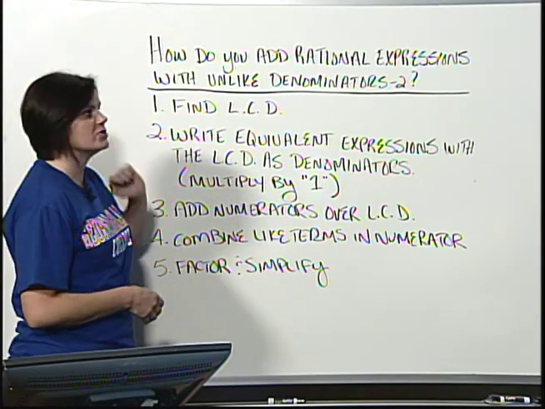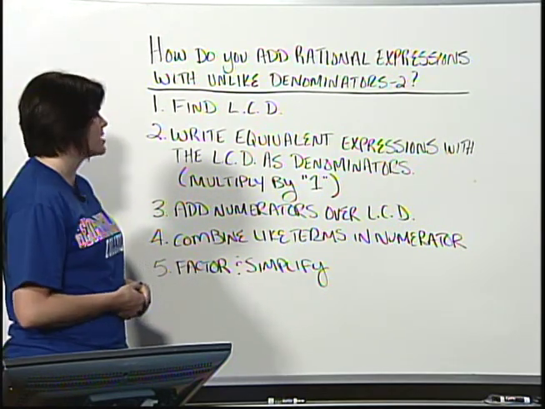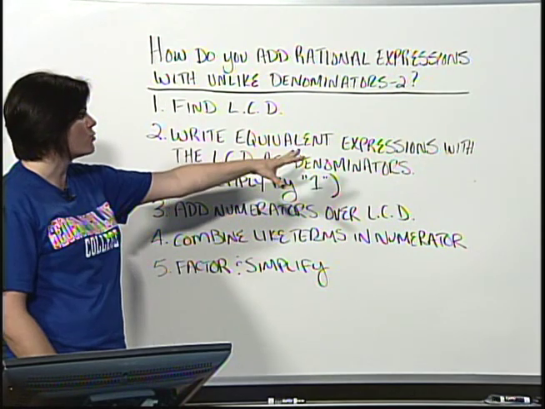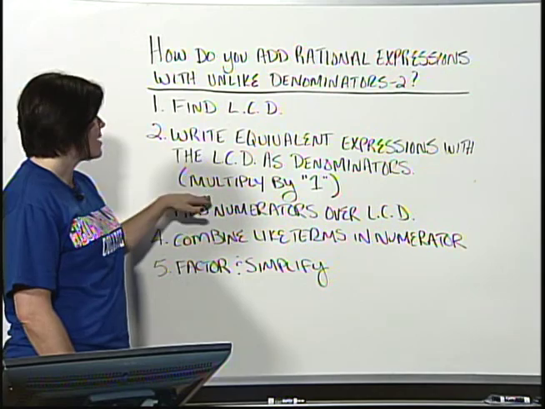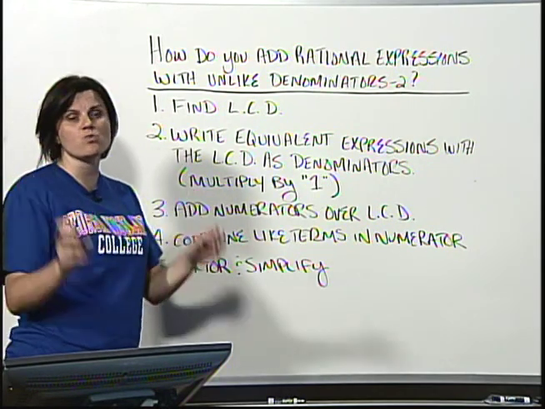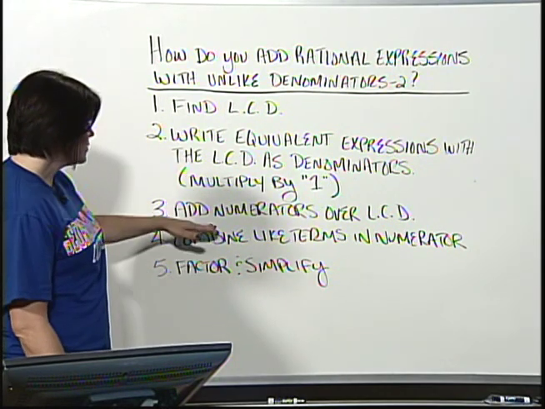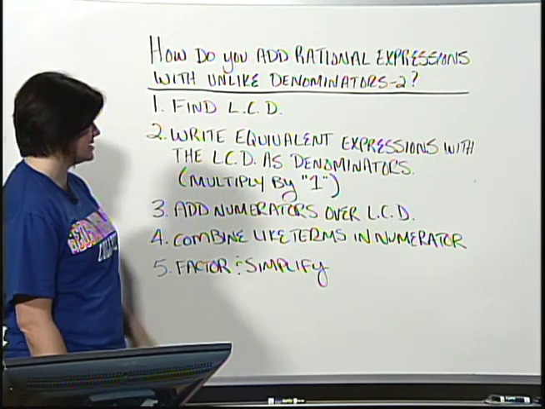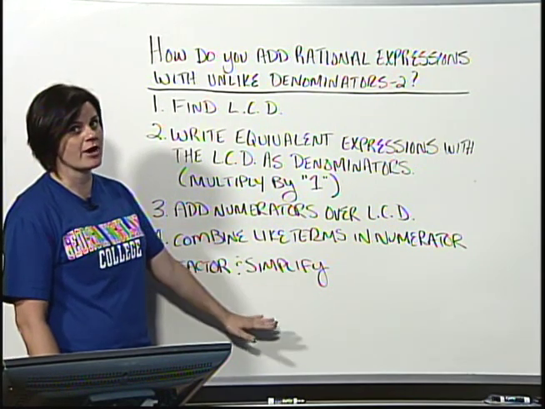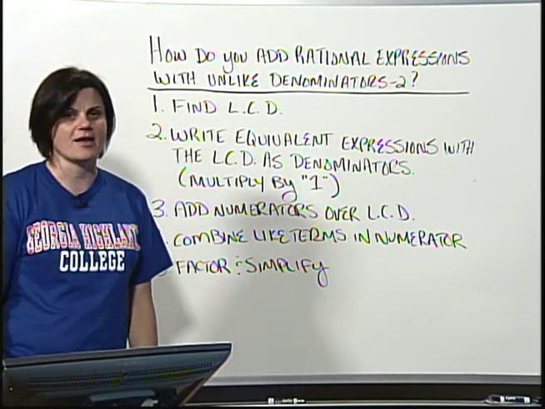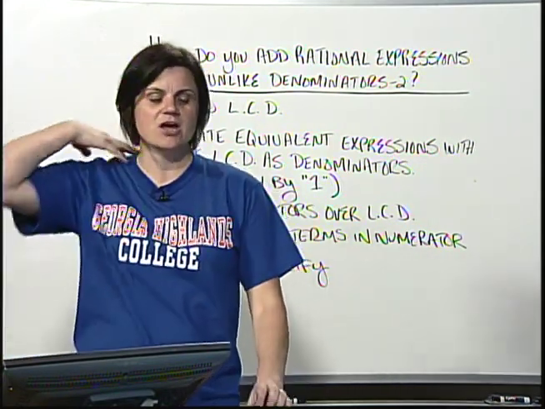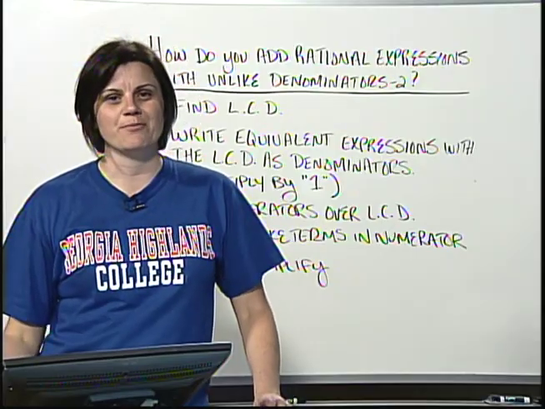So the first thing we're going to do is find the LCD, or the least common denominator. Then we'll write equivalent expressions with the LCD as the denominator by multiplying by our clever 1. We'll add the numerators over the LCD, combine like terms in the numerators, and then finish it off, if we can, by factoring and simplifying our expression. So let's go ahead and get started with our example.